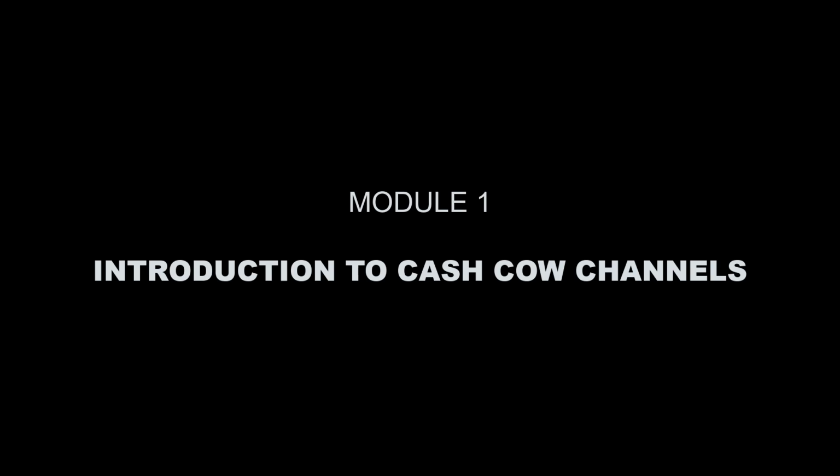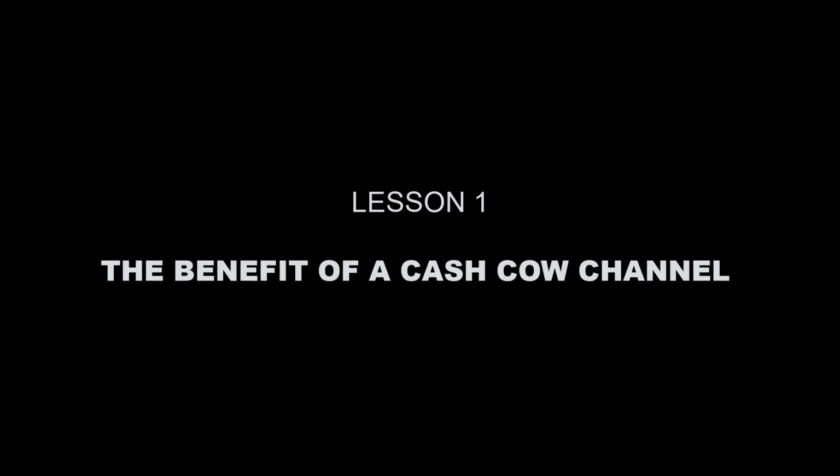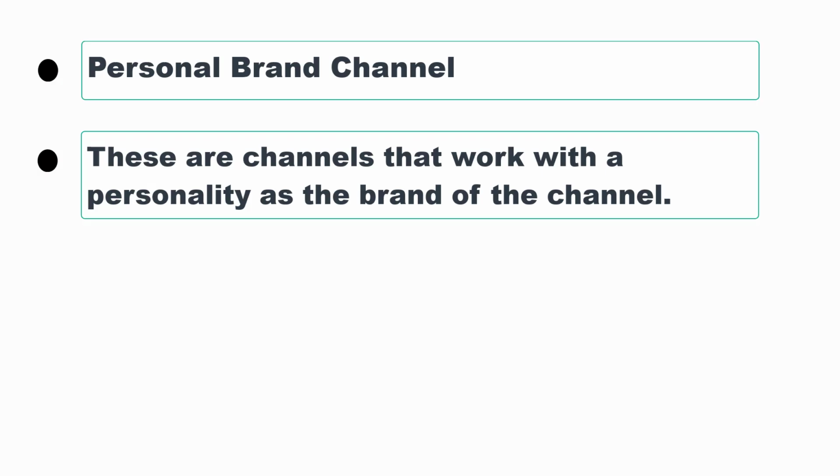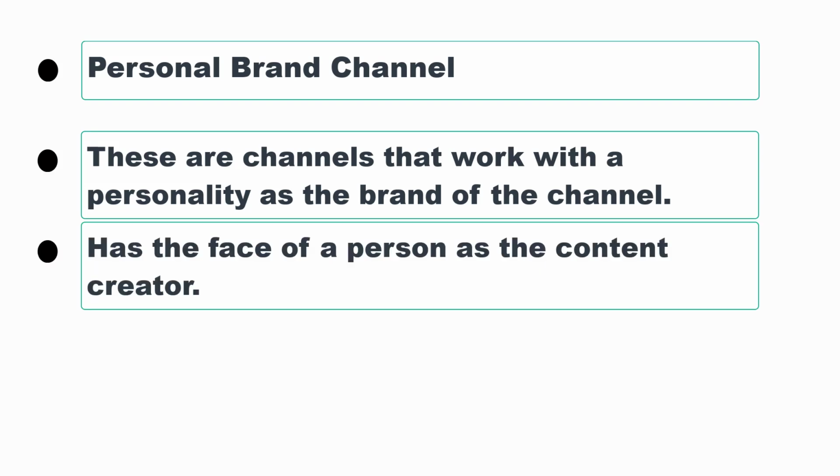So in lesson 1 we are going to be focusing on personal brand channels and outsourceable channels, or we can also call them cash cow channels, but some people refer to them as automation channels. Personal brand channels are channels that work with a personality as the brand of the channel. This kind of channel has the face of a person as the content creator. You have seen a lot of channels like this. You see the person talking straight to the camera, or you see a lot of persons in a video. General stuff like that is called personal brand channels.